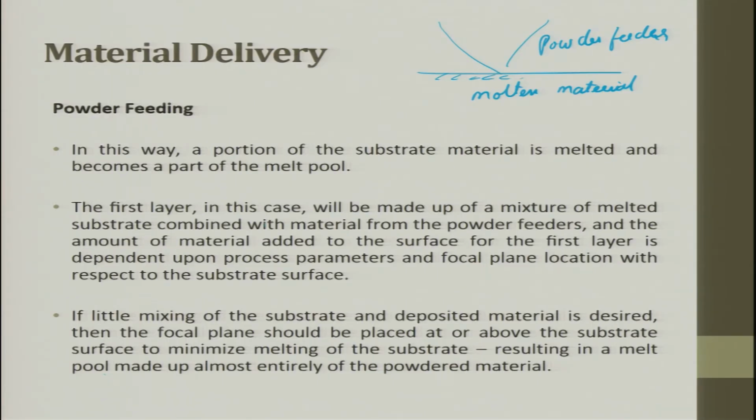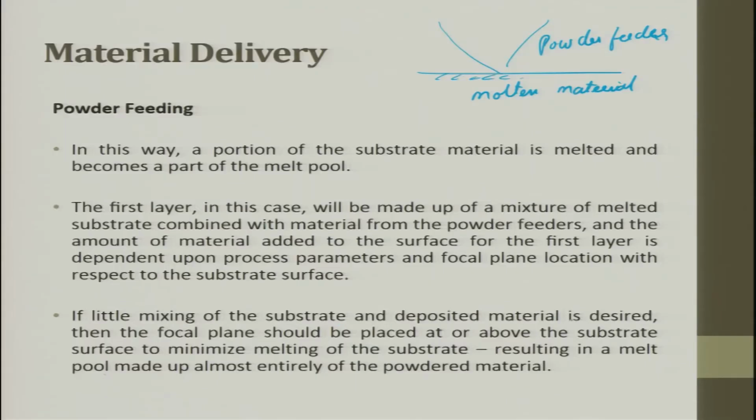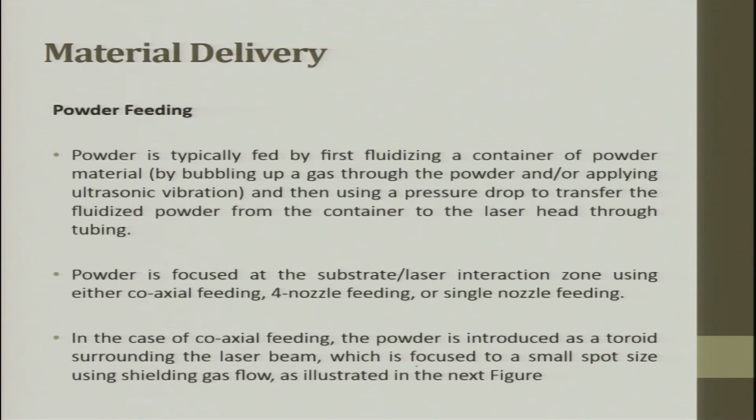So, now there is a liquid metal. In this liquid metal, when you try to add material, that is what we are talking about. If little mixing of the substrate and the deposited material is desired, like in laser cladding, then the focal plane should be placed at or above the substrate surface to minimize melting of the substrate, resulting in a melt pool made up of almost entirely the powder material.